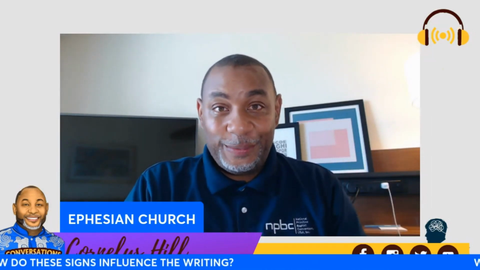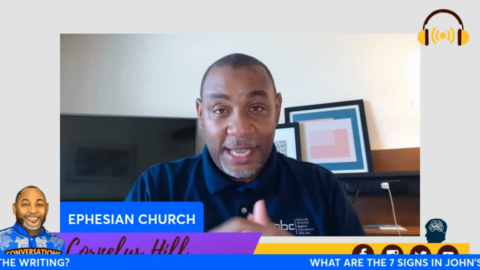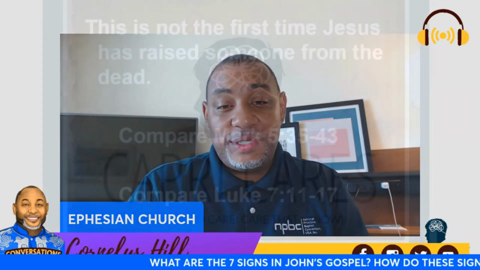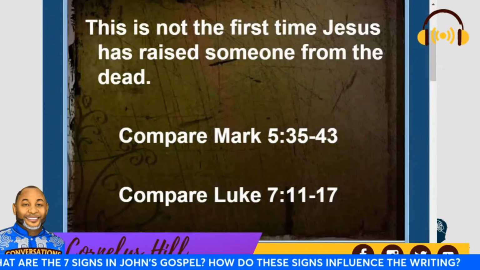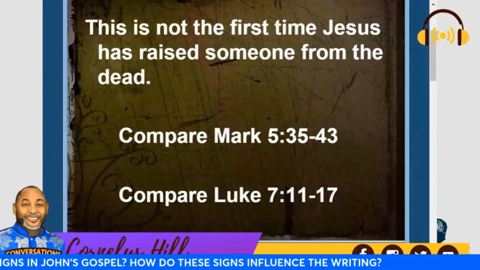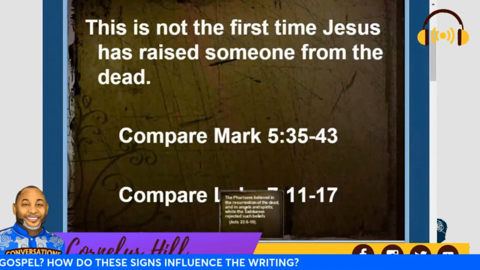So now you have 2 activities. You have your comparison activity, and you have your questions. You've already engaged your audience in thinking. Remember, you are the teacher or the facilitator. It's your job to facilitate thinking and learning. So let's go back to that particular slide. This is not the first time. Compare those 2. Next slide.